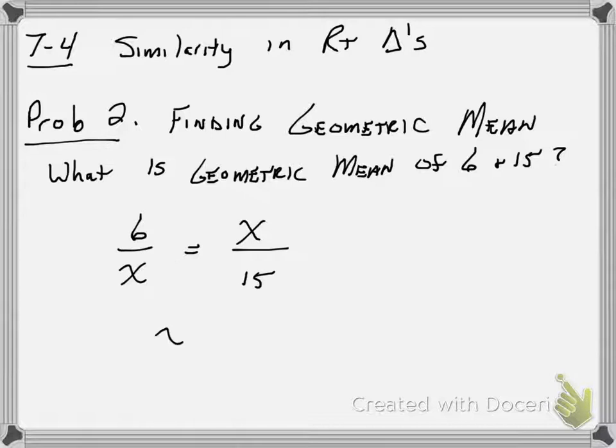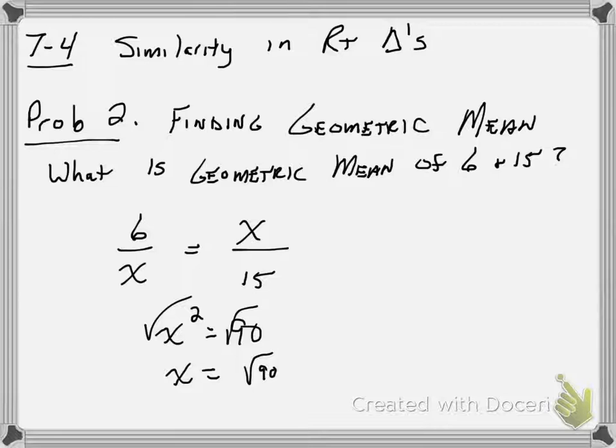Okay, x times x is x squared. 6 times 15 is 90. Take the square root of both sides. x equals the square root of 90. Now let's break down 90. Again, a little refresher on reducing radicals.